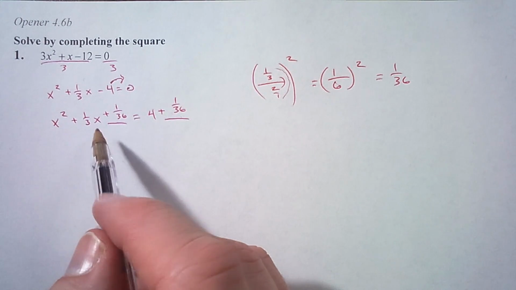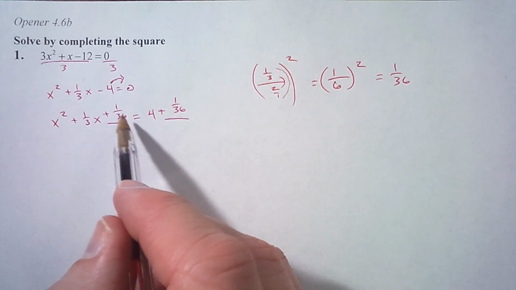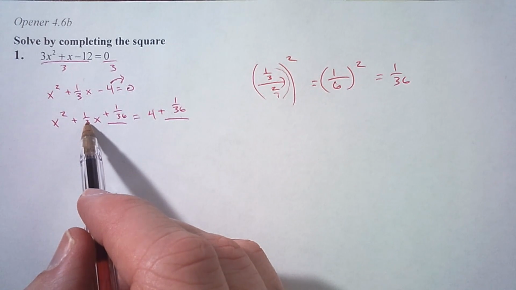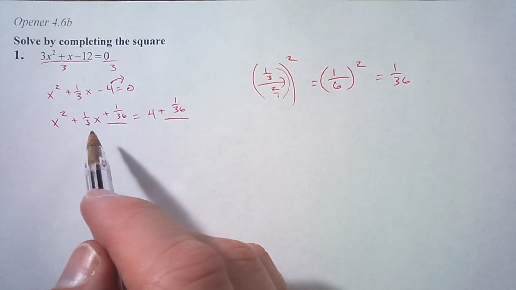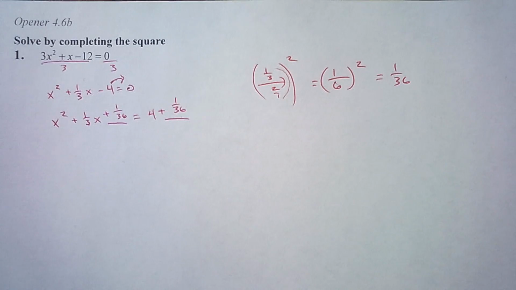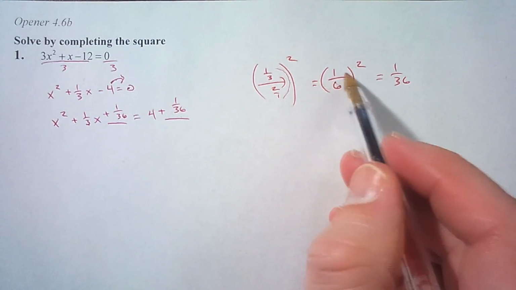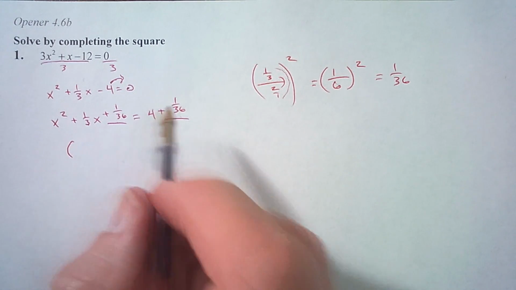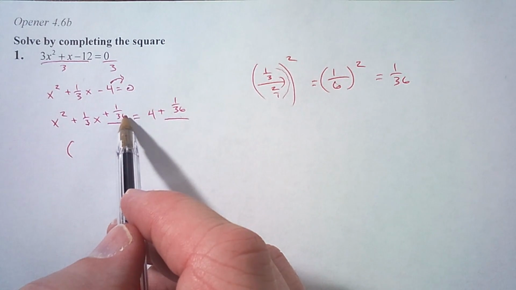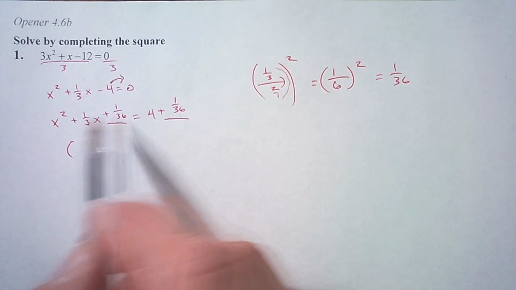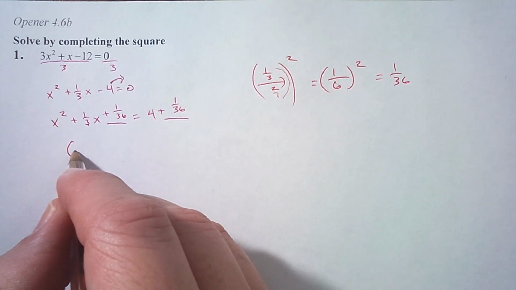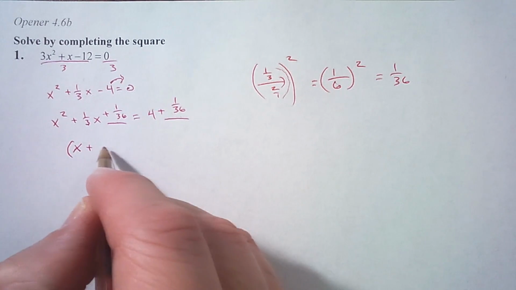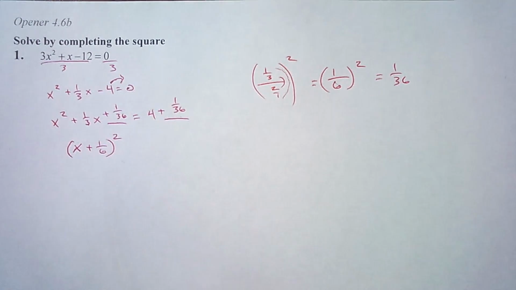Okay, now we need to factor this left side. Okay, so two ways to go about it. One, we could find the two numbers that multiply to 1/36 and add to 1/3. Okay, and the other way, the simpler, the shortcut, is just to take half of b, which is 1/6, and that's our number. 1/6 times 1/6 is 1 over 36, and 1/6 plus 1/6 is 2/6, which is 1/3. So it's x plus 1/6 times x plus 1/6, which is x plus 1/6 squared.